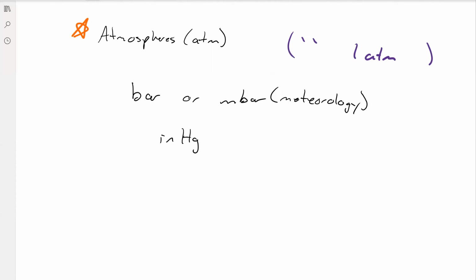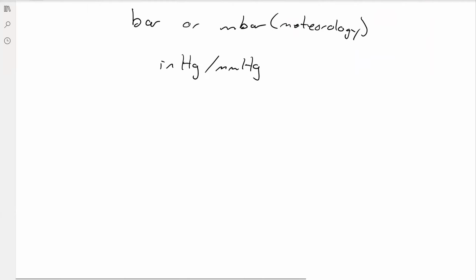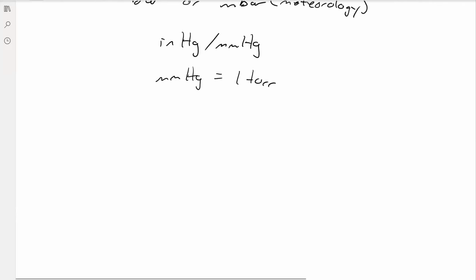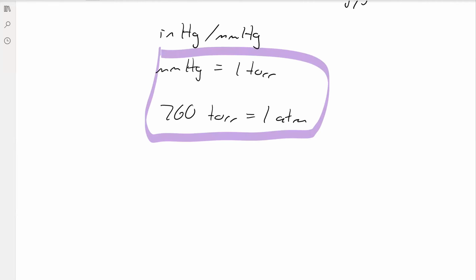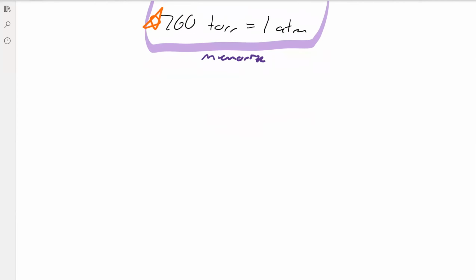Inches of mercury or millimeters of mercury are also relatively common, and I'll show you a picture of a barometer where that comes from here. 1 millimeter of mercury is equal to 1 torr, which is another common unit. And then 760 torr is equal to 1 atmosphere. So I want you to go ahead and memorize these units, but for the rest of them, if I want you to do a conversion, I'll give you the units. So let's go ahead and memorize those. And we're mostly going to be using atmospheres and torrs, maybe a little bit of millimeters of mercury here and there.